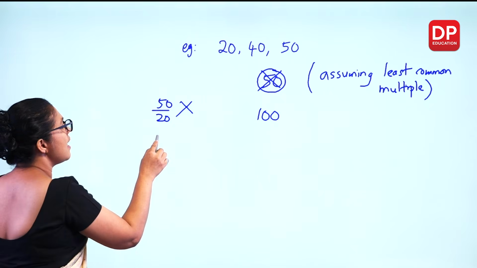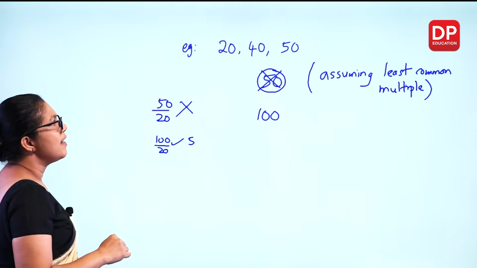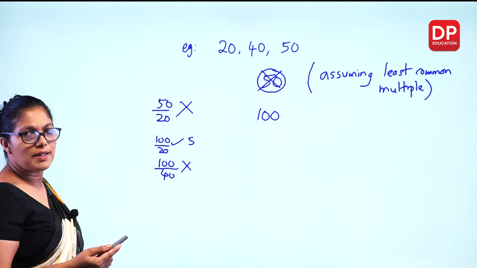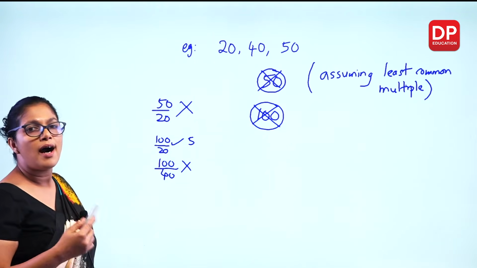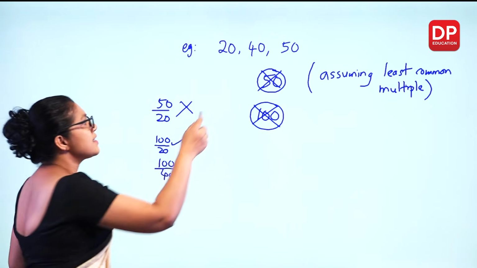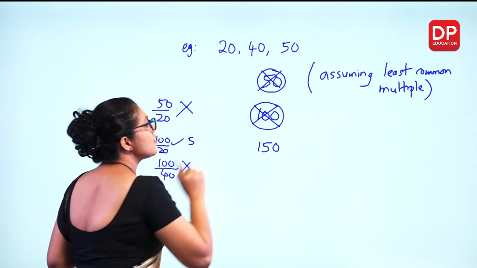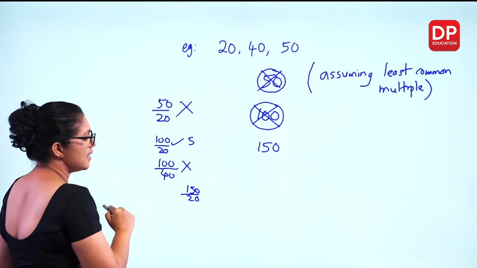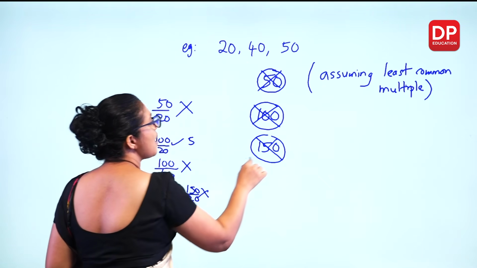Now check again, 100 divided by 20. Yes, you can divide and write down 5. What about 100 divided by 40? It's not divisible. So you have to ignore this value as well. You can't take 100 as the least common multiple. Then we take the next multiple, 50 times 3, 150. Now we'll check whether it's working. 150 divided by 20, it's not divisible.